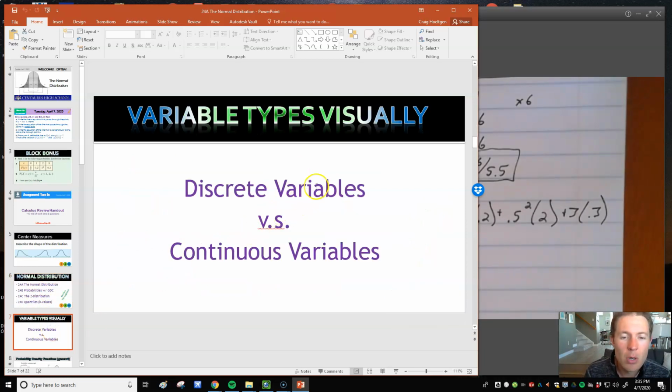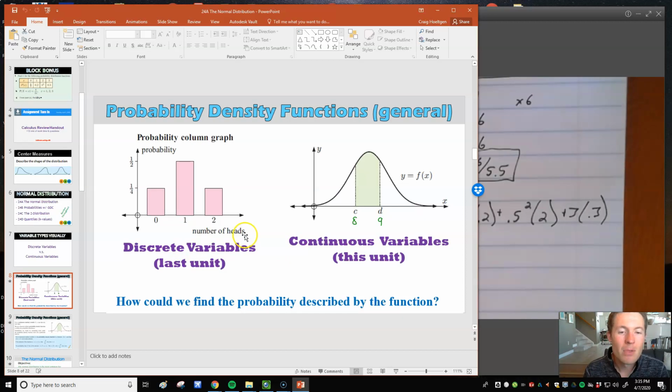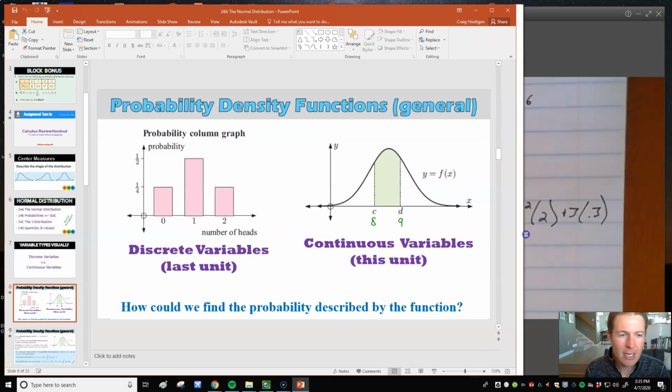And again, I want to underscore the previous unit was all discrete variables. Those are things that can be counted. Now we're looking at things that cannot be counted. These are continuous variables. These are things that result from measurements. Let me show you some of these. Okay, so here's a big deal slide.